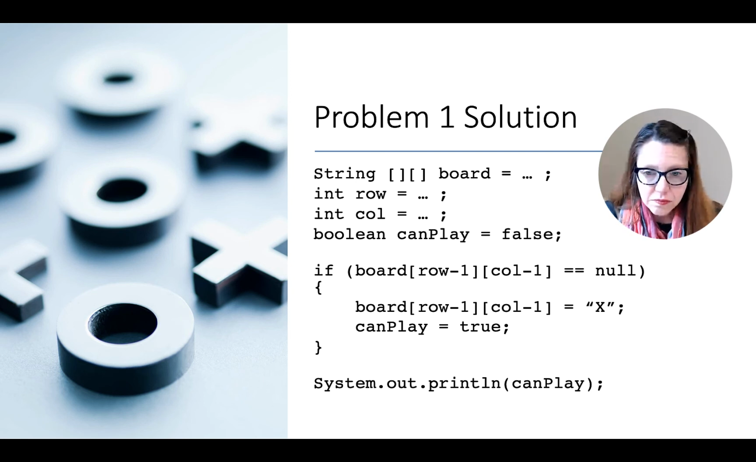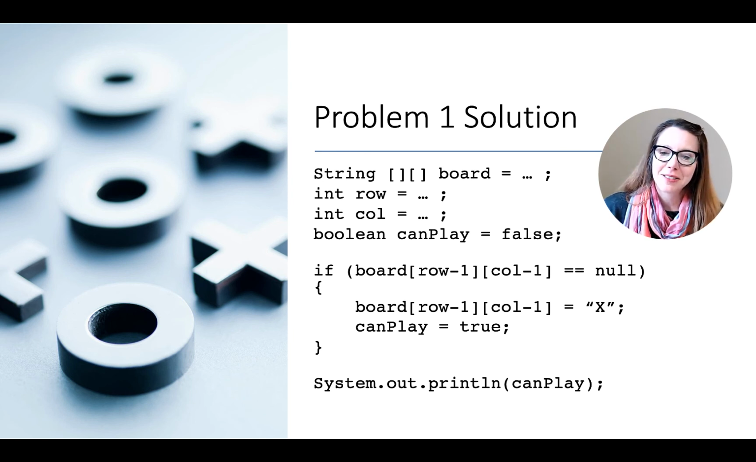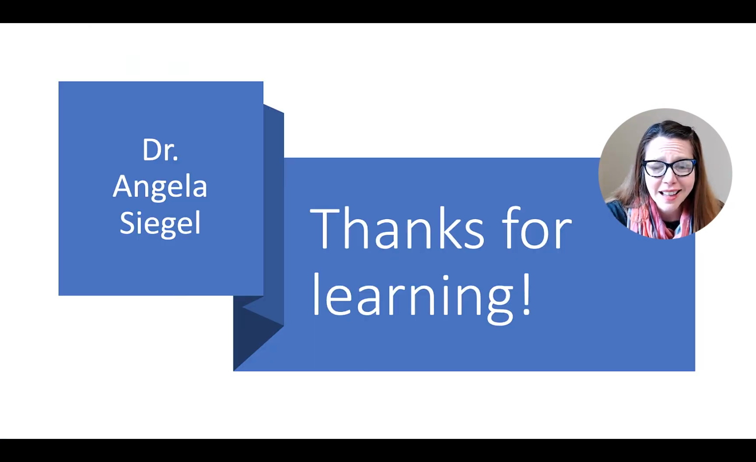So then we said, if we find that what's held there is null, then we can set it equal to X, and we can flip our Boolean switch from false to true. So we set canPlay to true. And at the very end, we were asked to output whether or not we could play, and so we System.out.println canPlay. And that's it.